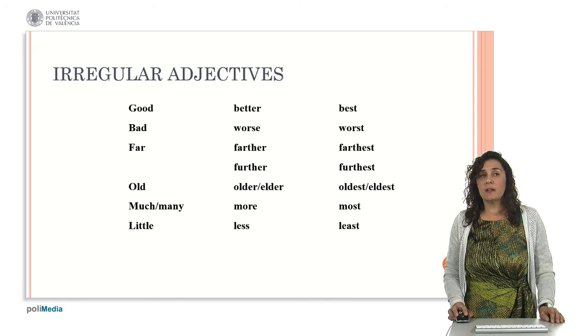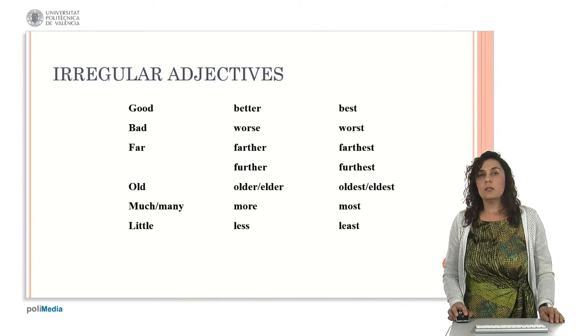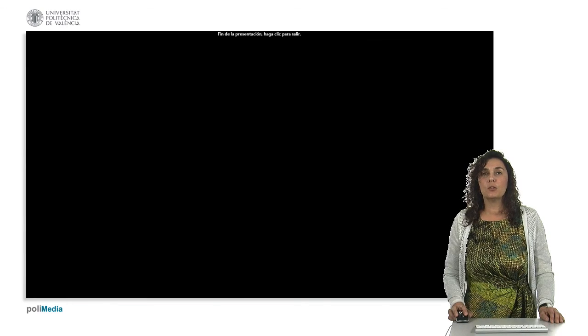And also pay attention that there are some irregular adjectives, right? You have the list here of irregular adjectives. Remember, this is for the superiority and superlative forms. For example, good is said better and best, bad, worse and worst, etc. You have all the other irregular adjectives in the list. That's all. Thank you.